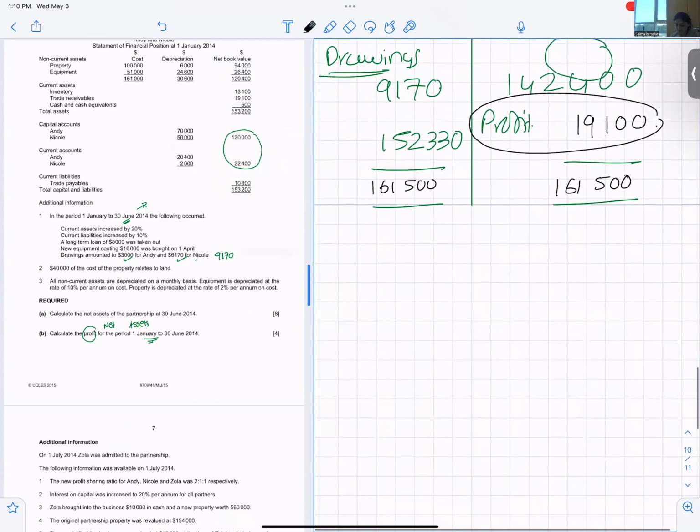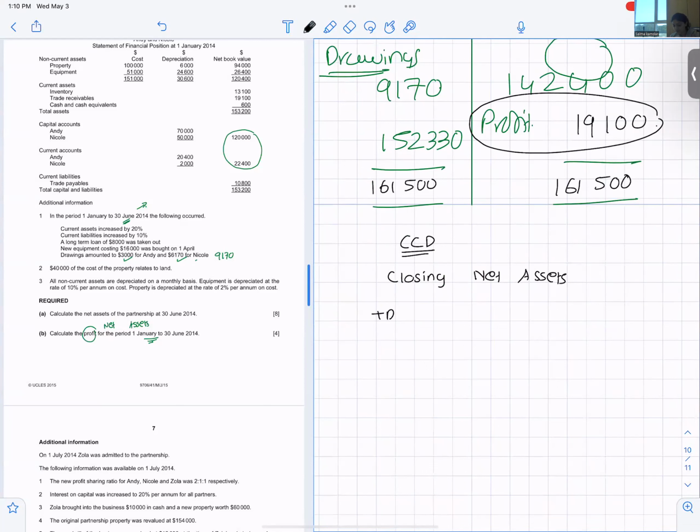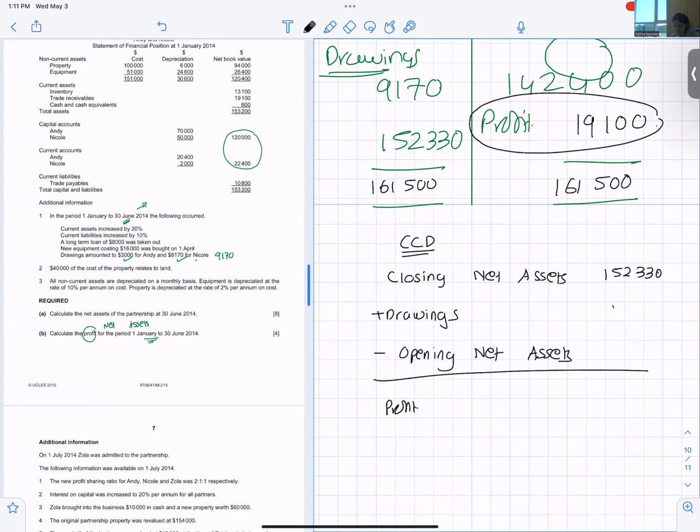How would you do it? You should remember: closing net assets, you can't use capital because they have used the word net assets, plus the drawings, minus opening net assets would give me my profit. Closing net assets is 152,330. Drawings is 9,170. Opening net assets was 142,400. You got your profit of 19,100.